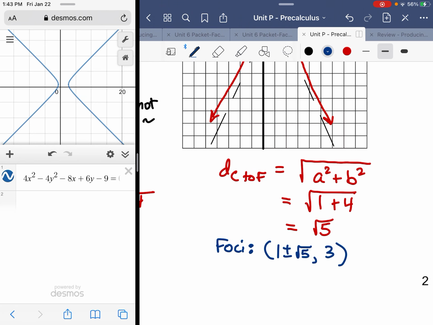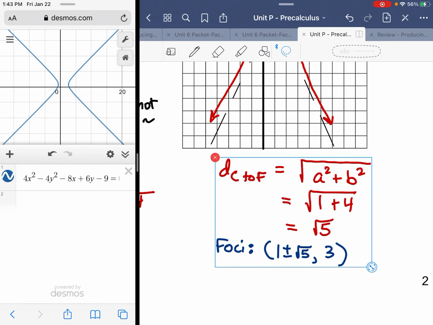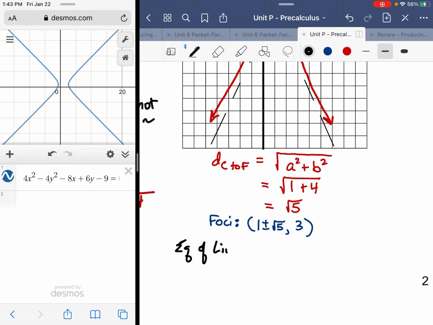Now that's actually very easy, and this also brings up a good opportunity for me to review writing the equation of a line, because there are many ways in which you can go about writing the equation of a line. Hopefully the way your previous calculus teachers told you was using the point-slope form, the equation of a line.